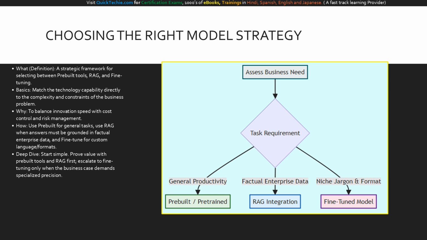If the task requires accurate, factual enterprise data to prevent hallucinations, you route down the center to RAG integration. But if the project demands strict adherence to niche jargon and formats, you route to the right and invest in a fine-tuned model. Keep this visual in mind during your planning phases to ensure you are deploying the right level of AI sophistication for every unique challenge.